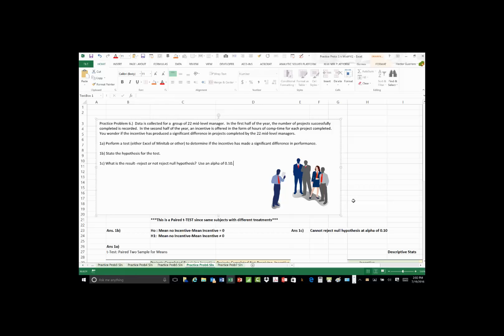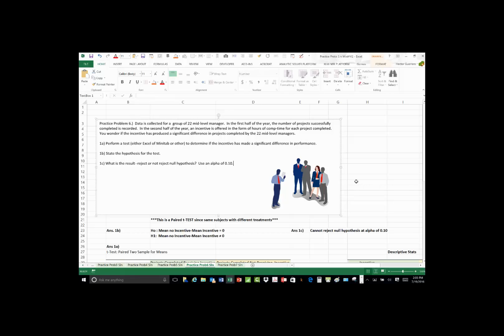So we've got workers, 22 workers. We monitored how many successful projects each one of the workers had. That was in the first half of the year, and in the second half of the year we offered an incentive. What we're trying to determine is whether the incentive is effective in increasing the number of successful projects that they complete in the half year. So it's a before and after. Before we did not offer the treatment of the special incentive. After we do offer that.